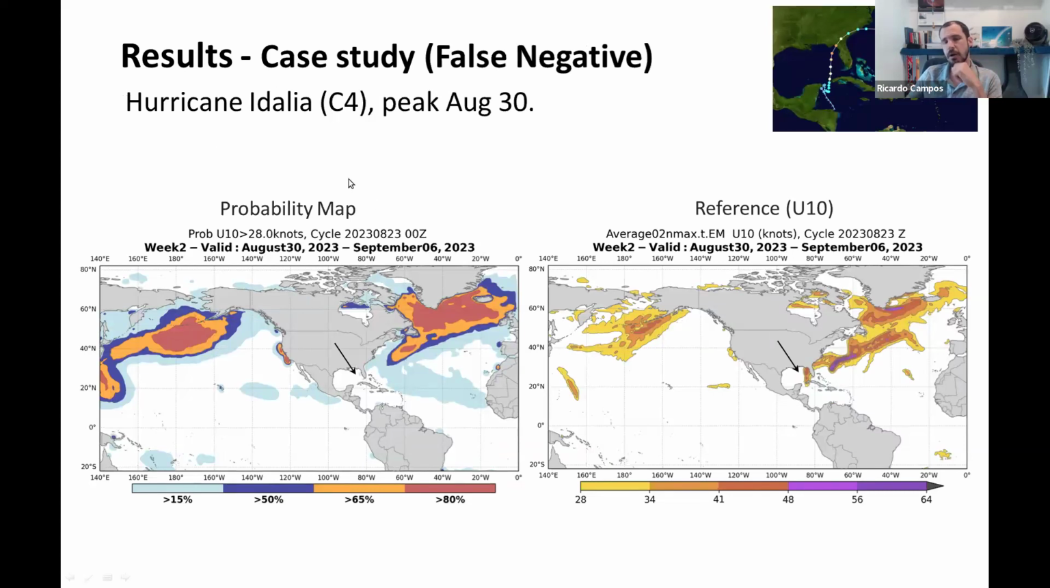This is an unsuccessful case. So the Idalia, also Otis, was not very well captured by the system, so it's not pointing any information on the Gulf where the hurricane passed.